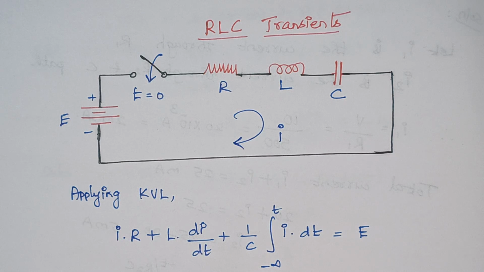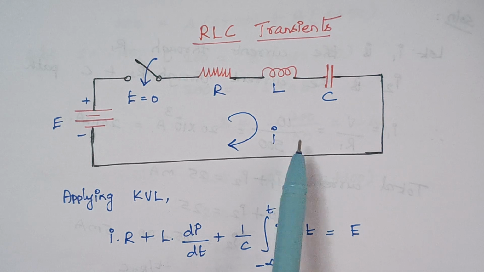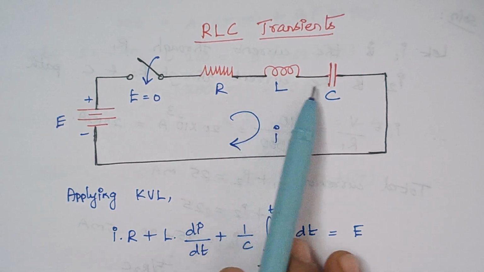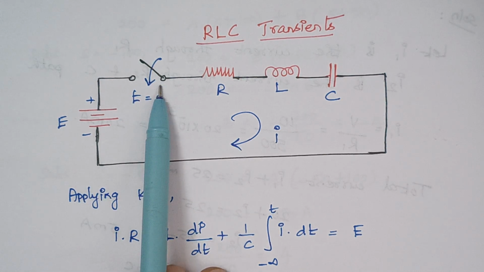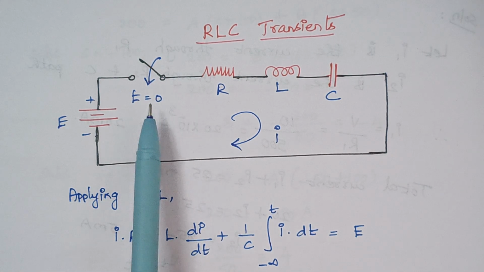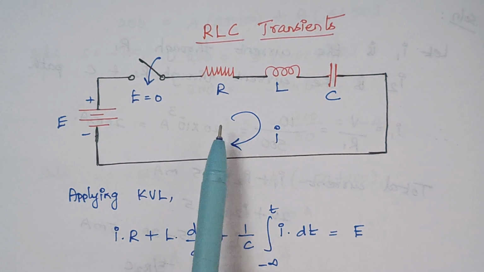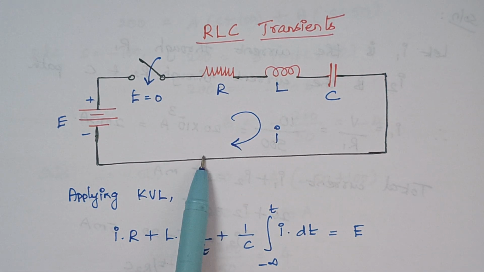Today we are going to discuss the derivation part of RLC transients. So here, this is the given circuit diagram. We have R, L and C connected in series with the voltage source, and there is a switch which is closed at the instant when t is equal to 0. And I is the current that flows through this circuit.